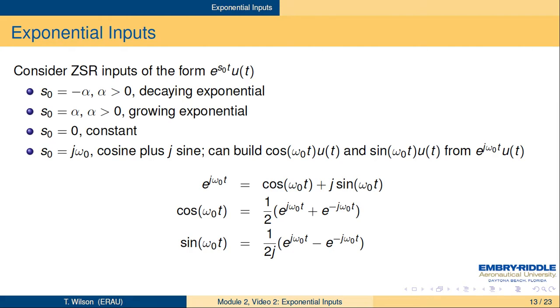For sinusoids, we know we can build cosine and sine out of e to the j omega naught t, because e to the j omega naught t is cos omega naught t plus j sine omega naught t. So if we add that to its conjugate, the sine terms cancel out, and we take half of that to get a cosine. Or if we take the difference between e to the j omega naught t and its conjugate, then the cosine terms go away, and we get 2j sine. So to get sine back, we have to divide by 2j to get a real valued sine waveform. So we can build signals of interest out of exponentials.